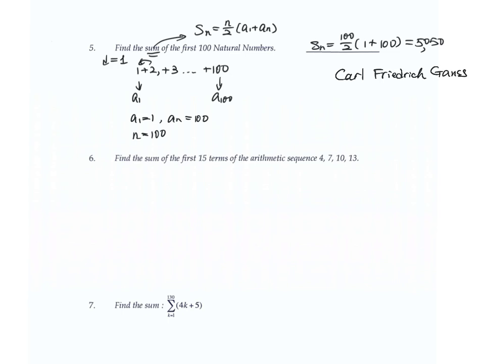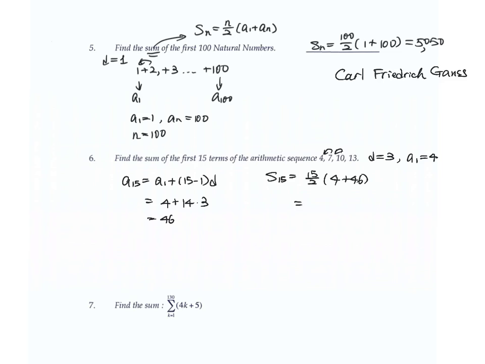The next one: find the sum of the first 15 terms of the arithmetic sequence 4, 7, 10, 13. Obviously, d here is 3, and A1 is 4. We want to find S15. In order to know S15, I need to first find A15. A15 is A1 plus 15 minus 1 times d, so 4 plus 14 times 3. I should have 46 as A15. And now I just plug it in. So it's 15 divided by 2 times (4 plus 46). So my final answer is 375.